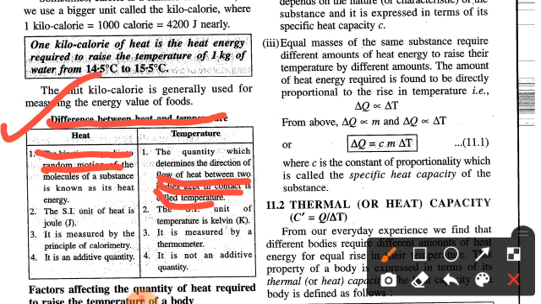Now move to the second one. The SI unit of heat is joule and the SI unit of temperature is how much? Kelvin. Heat is measured by the principle of calorimetry. How will you measure the heat? You will measure the heat by the principle of calorimetry. And how do you measure the temperature? It is measured by a thermometer. The fourth one: heat is an additive quantity and temperature is not an additive quantity.